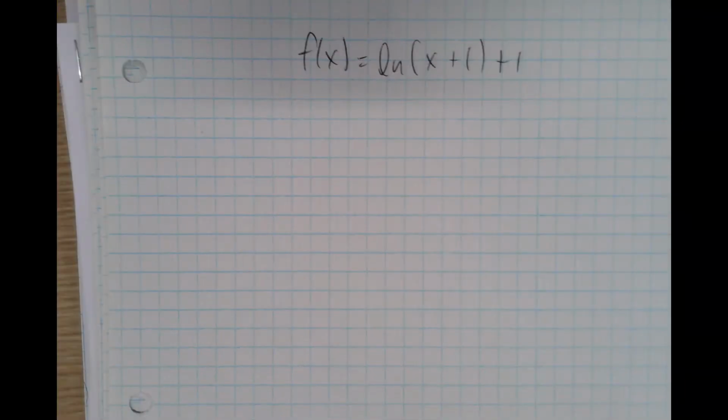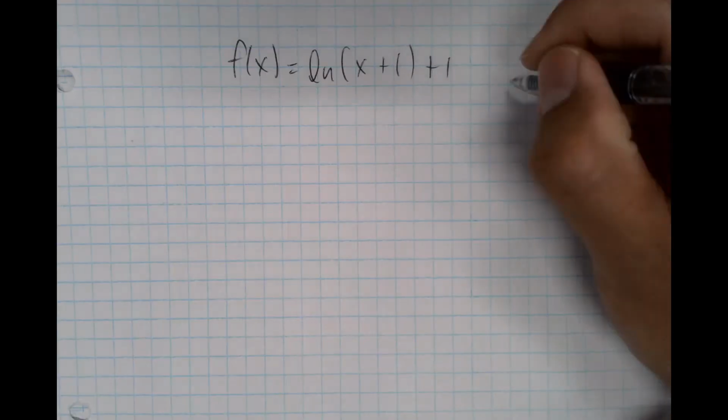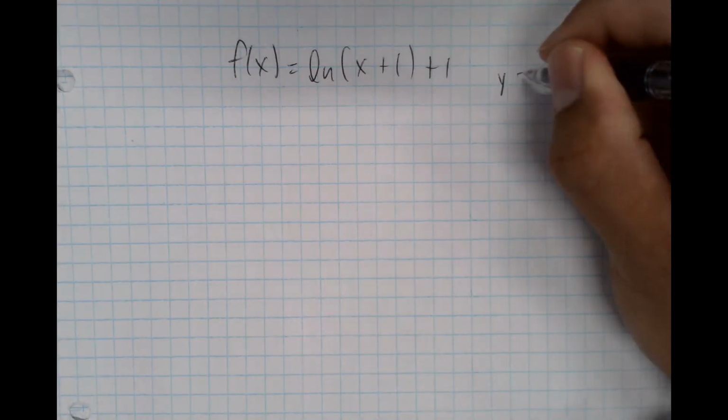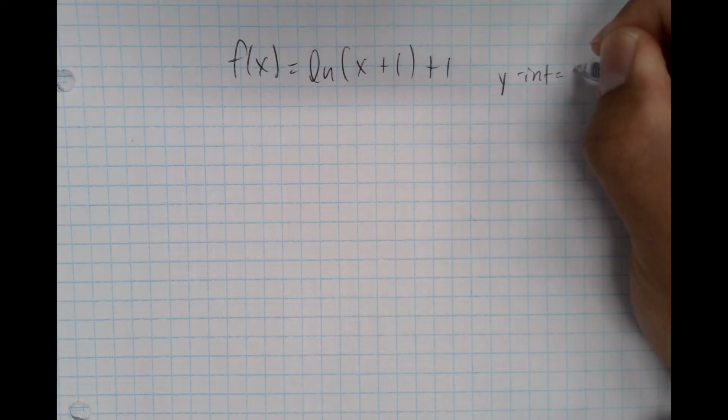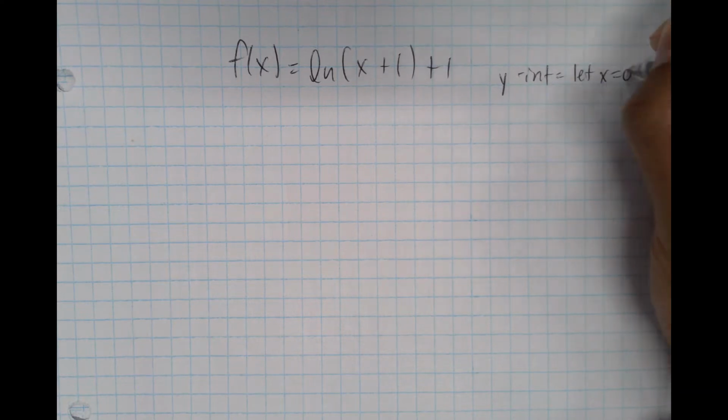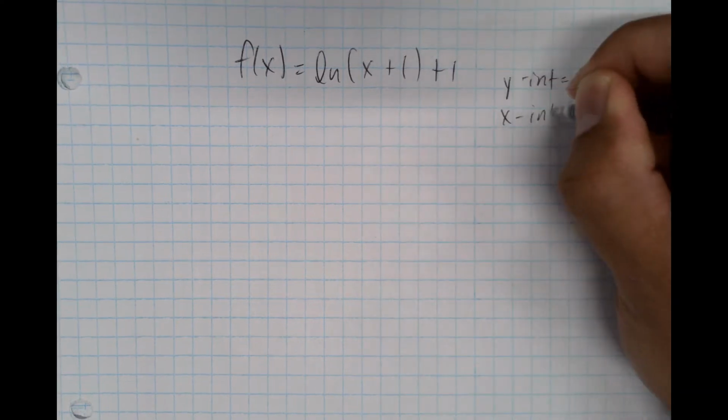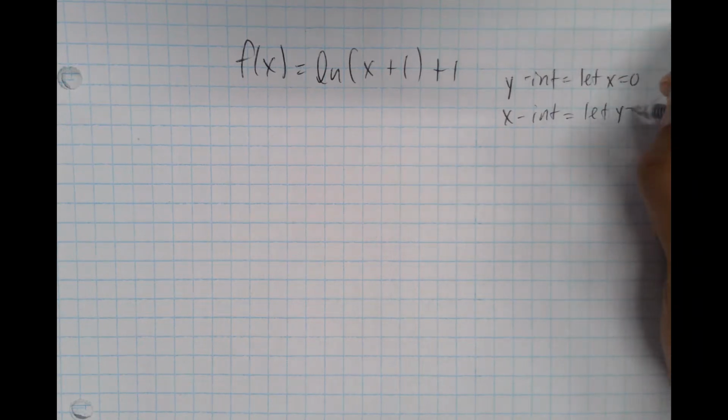Just as a reminder, whenever you find your y-intercepts, x equals 0, and for x-intercepts, y equals 0. Okay.